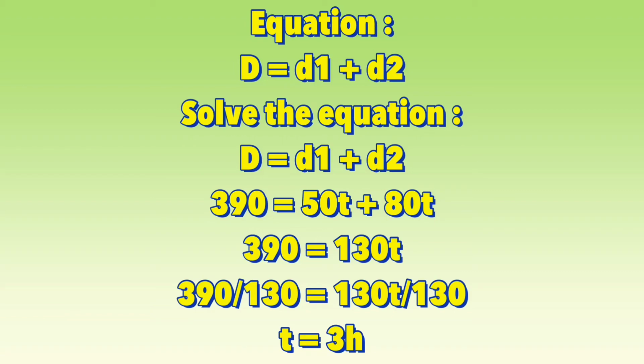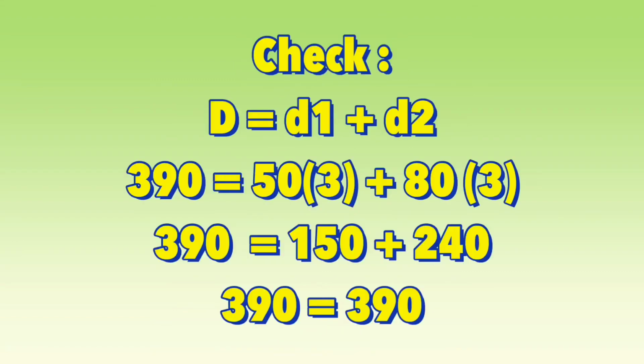So therefore the time equals 3 hours. We have to check. Distance is 390. Distance of the first bus is 50 times 3 plus the distance of the second bus is 80 times 3. So 50 times 3 equals 150 and 80 times 3 equals 240. So 390 equals 390. So therefore the equation is balanced. We can say that our answer is correct. This is for grade 7.